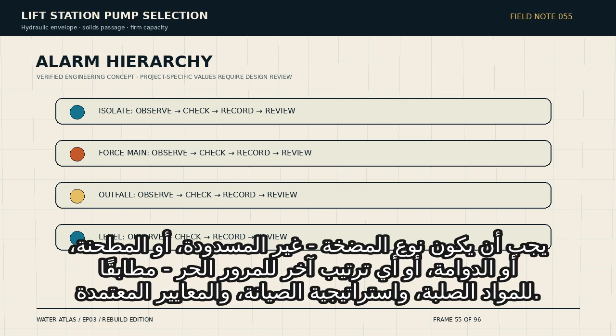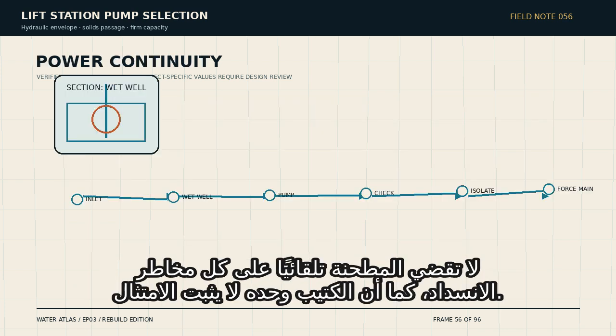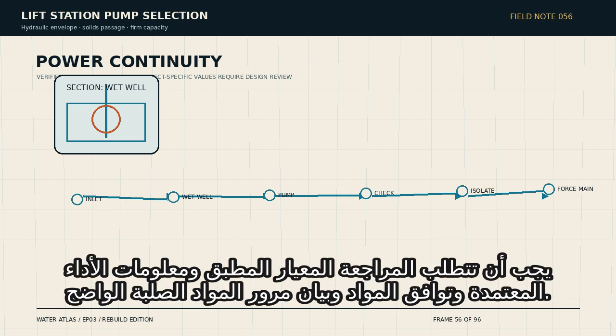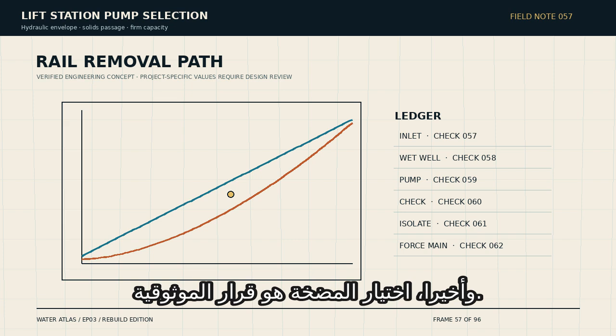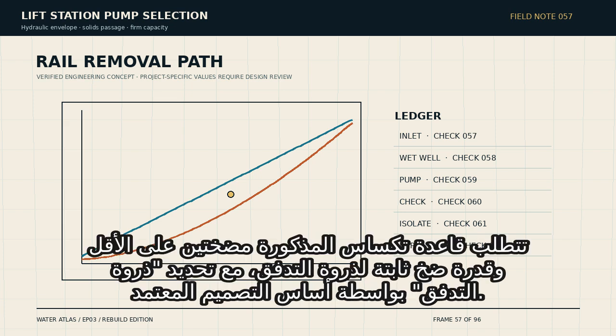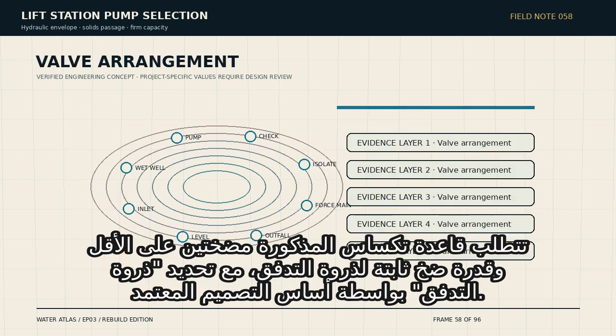The review should require the applicable standard, certified performance information, materials compatibility, and a clear solids passage statement. Finally, pump selection is a reliability decision. The cited Texas rule requires at least 2 pumps and firm pumping capacity for peak flow, with peak flow defined by the adopted design basis. A Western guideline is more specific for its own service context. 2 identical pumps, each sized for 100% of station capacity, together with emergency power and 100% redundancy. That is an owner standard, not a global rule.